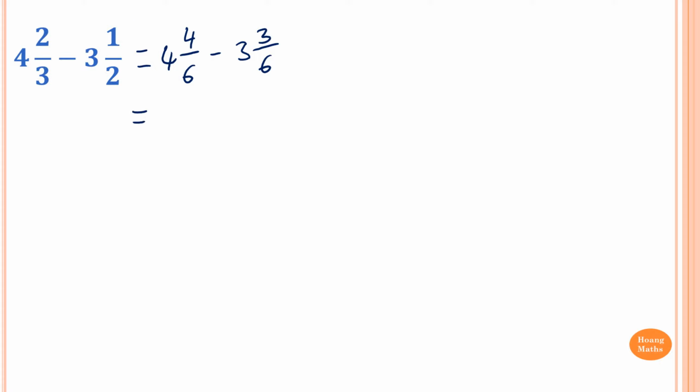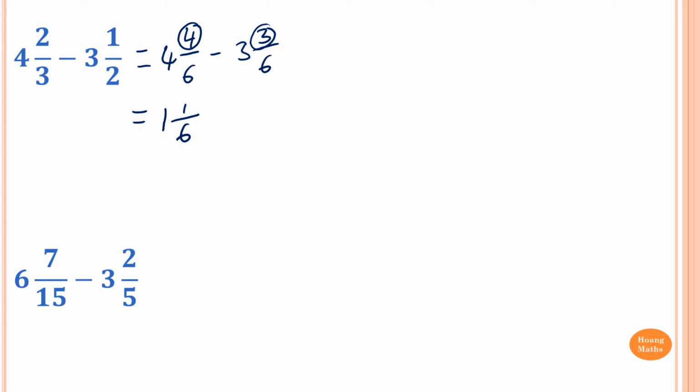Now, we just do normal subtractions. So 4 minus 3 gives me 1. And 4 take away 3 is 1. And then the 6 which is right there. So the answer is 1 and 1/6.